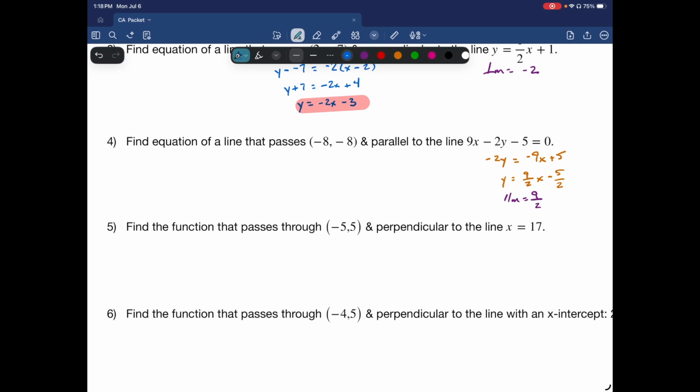All right, so y minus -8 equals 9/2 times (x minus -8). So y plus 8 equals 9/2 times (x plus 8). 2 goes into 8 4 times, 4 times 9 is 36, so I got 36 here. y equals 9/2 x plus 20. Subtract the 8, you get 28. So plus 28.